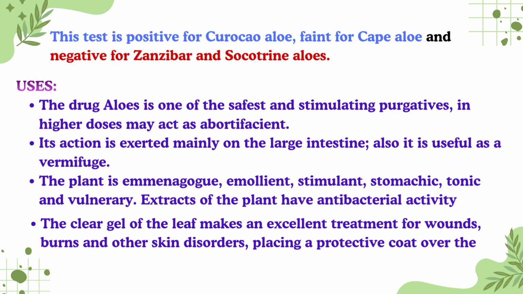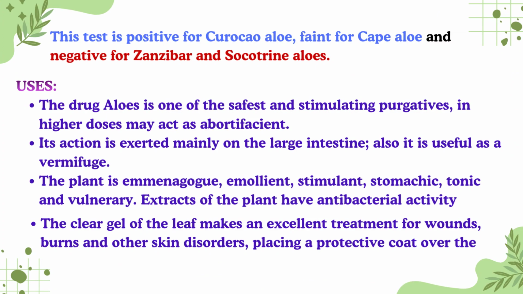Uses. The drug aloes is one of the safest and stimulating purgatives, in higher doses may act as abortifacient. Its action is exerted mainly on the large intestine, also it is useful as a vermifuge. The plant is emmenagogue, emollient, stimulant, stomachic, tonic and vulnerary. Extracts of the plant have antibacterial activity.